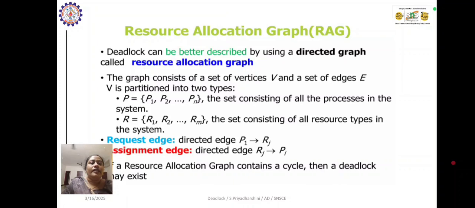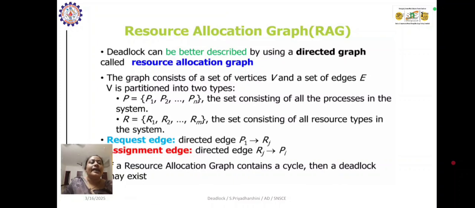The main and important thing that you have to see in a deadlock is the resource allocation graph. In short, we call it RAG. A deadlock can be better described by using a directed graph called the resource allocation graph. As you all know, a graph contains a set of vertices and a set of edges. In this resource allocation graph, the set of vertices V can be partitioned into two types: a set of processes and a set of resources.